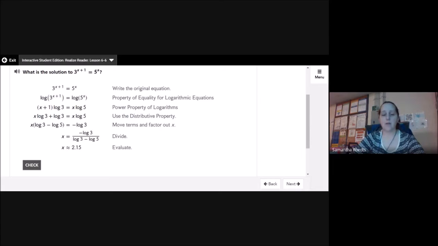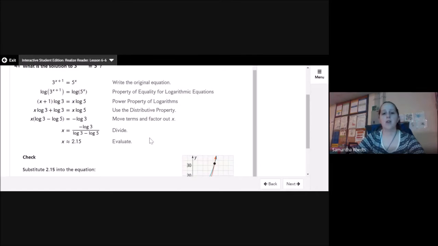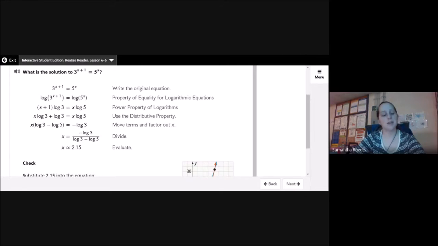Then I divide to solve for x, and then I substitute all of this into a calculator, and I get approximately 2.15. Okay. You can always double check by substituting 2.15 back in for x and solving. So when I put 2.15 plus 1 and I raise 3 to that power, it should equal the same thing as 5 raised to the 2.15, or close enough.